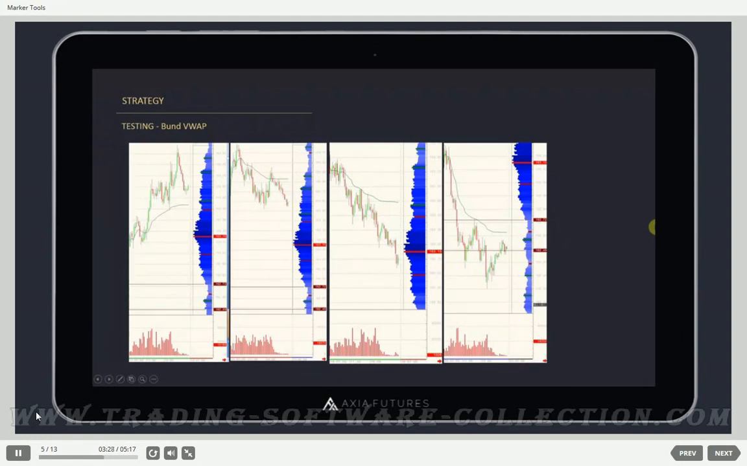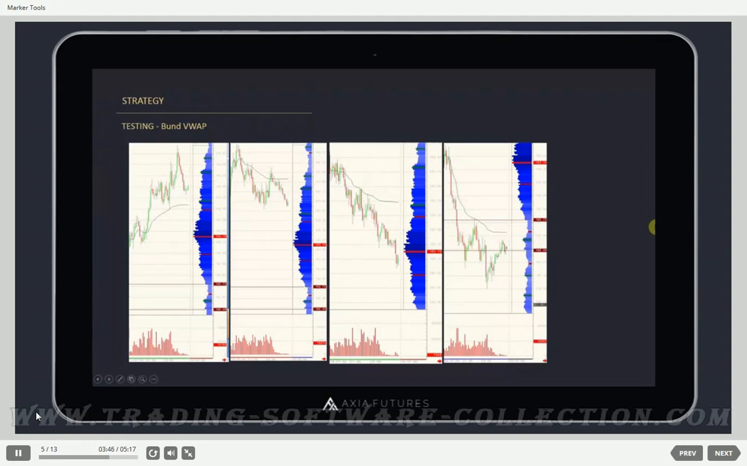Alternatively, you can use a close through the VWAP, which would also give you a stop. What it does mean is that it could go quite a long way through and you're still waiting to see if the close is there. So I like to have either a close or a number of ticks.